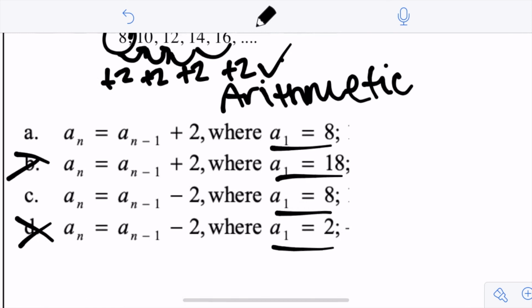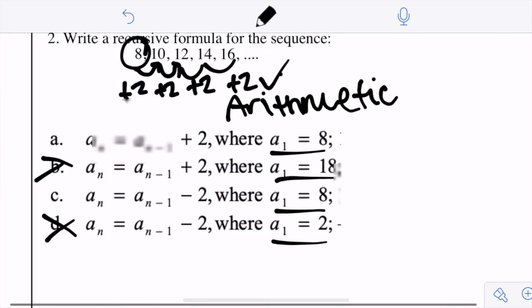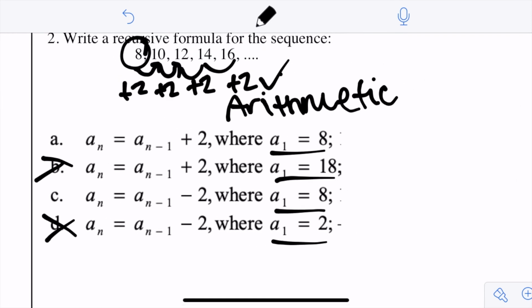Okay, my next step from here is to determine what would be my common difference. So we already kind of did that when we were initially looking at this sequence. Okay, I see that I'm going up by a positive 2 every time, and I'm definitely not going down, so I know that my common difference here would be a positive 2.